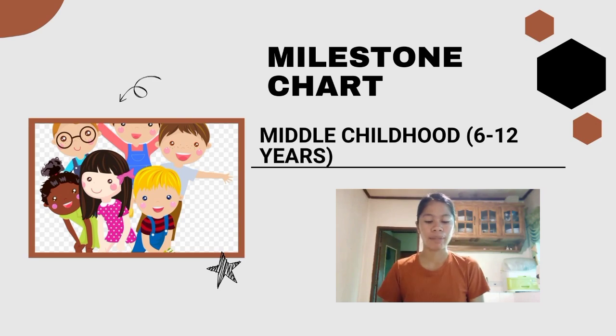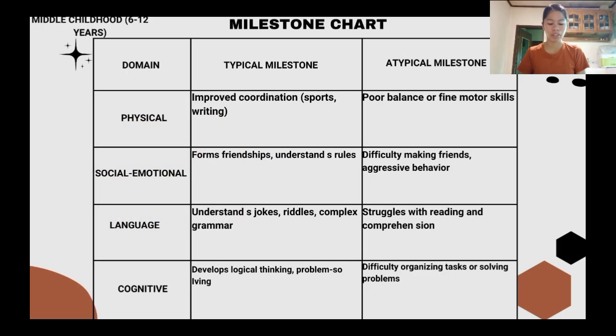So the middle childhood, 6 to 12 years old. The typical for middle childhood: improved coordination, making friendships, understanding humor, and solving problems logically. The atypical for middle childhood: poor motor skills, difficulty making friends, or struggling with reading and comprehension.